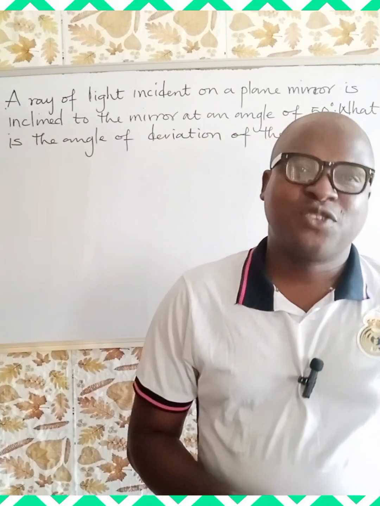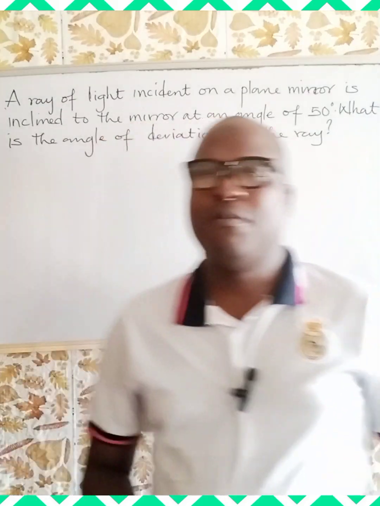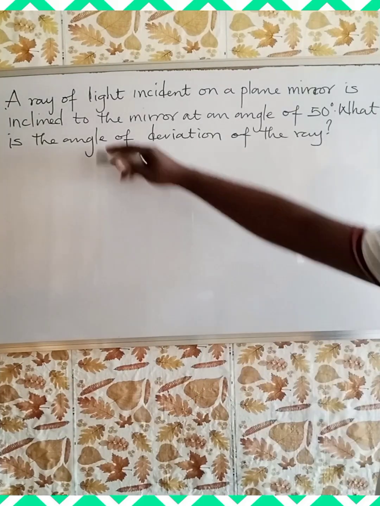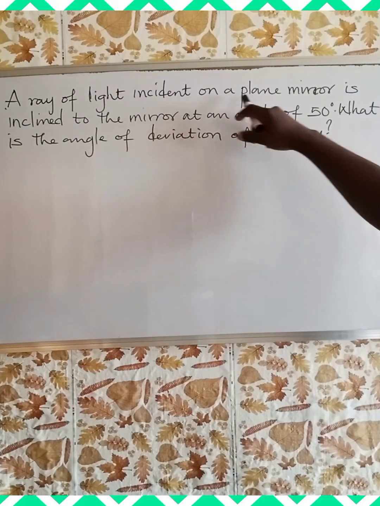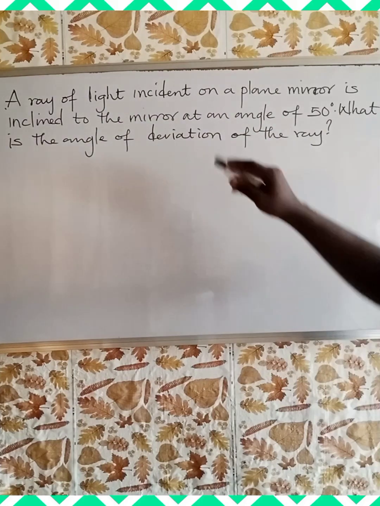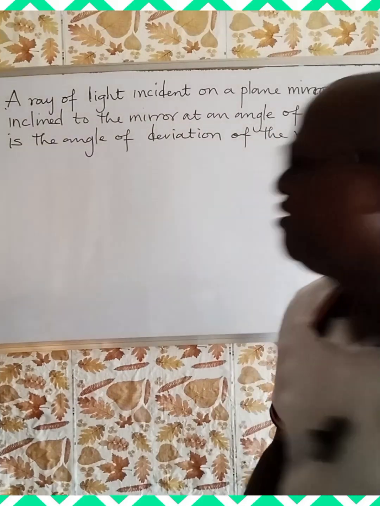And the question we are solving today is on plane mirror. Let's do justice to the question on the board. A ray of light is incident on a plane mirror inclined to the mirror at an angle of 50 degrees.